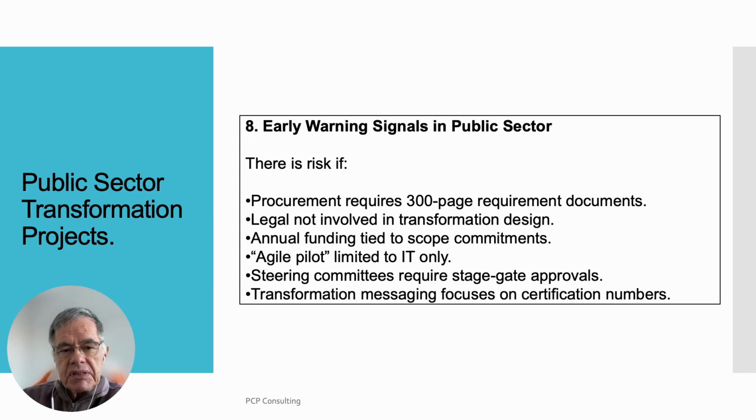Early warning signals in the public sector. There is risk if procurement requires 300-page requirement documents. Legal is not involved in transformation design. Annual funding is tied to scope commitments. Agile pilot is limited to IT only. Steering committees require stage gate approvals. Transformation messaging focuses on certification numbers.